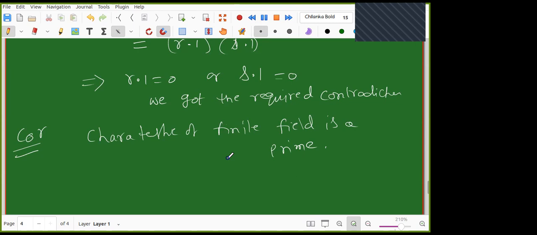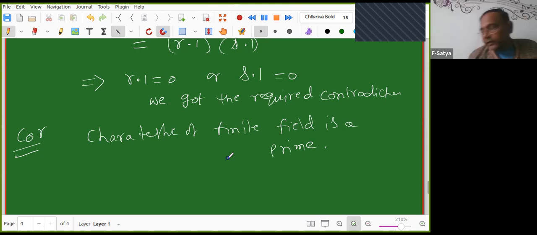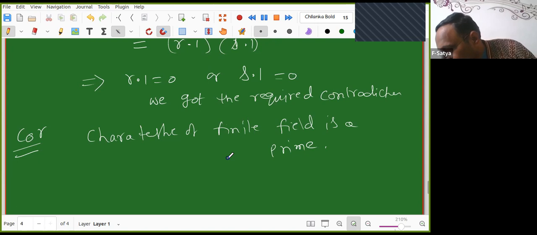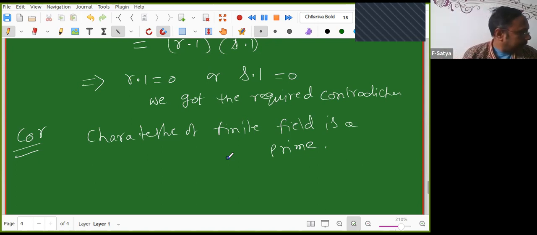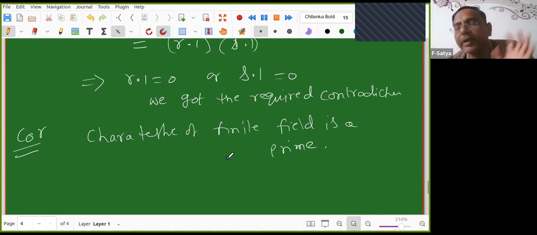If there is no such m, then k times 1 will be non-zero for any integer k. Right. But instead, I'm going in another way. What is that I told, instead of contradiction? Since it is a finite field, it has a finite number of elements. Then it has a cardinality, say m. Now m will take care. Why m into a equal to 0? That is the question I asked. Where m is the order of F.